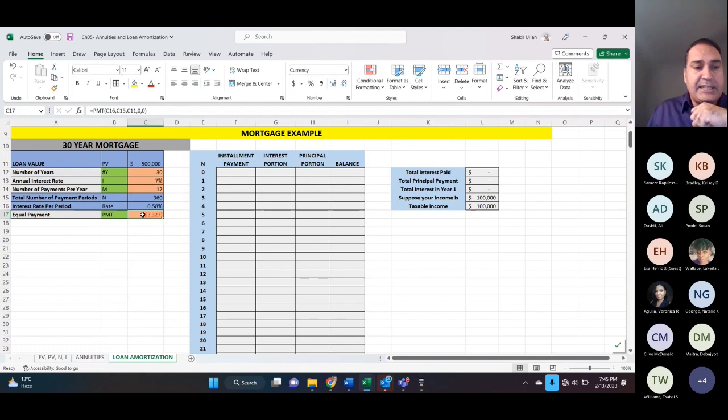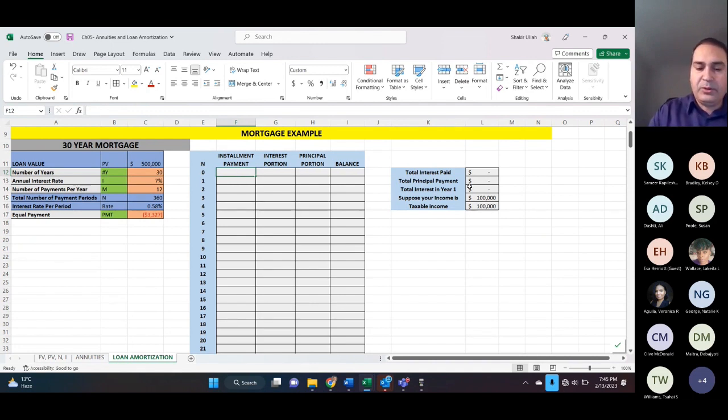So that is your monthly mortgage payment, which includes your principal and interest. Remember, this does not include your taxes and your HOA and other stuff. This is only your principal and interest. Okay. Now, let's build this amortization schedule.